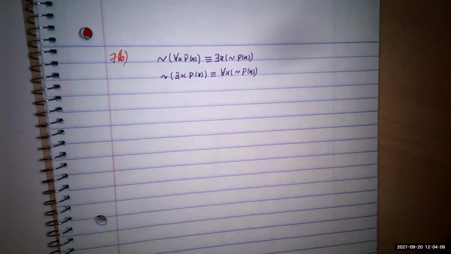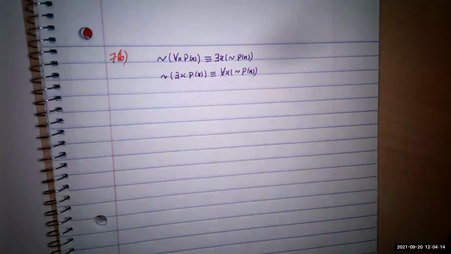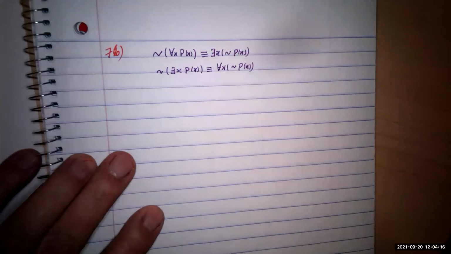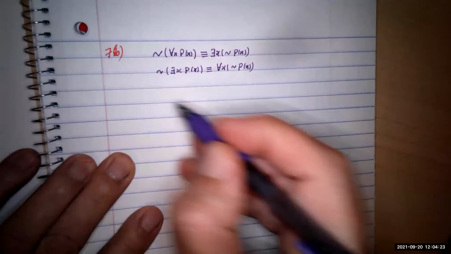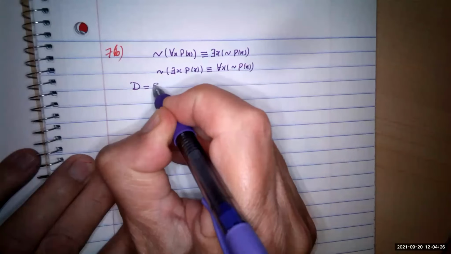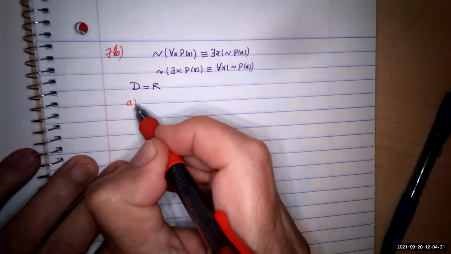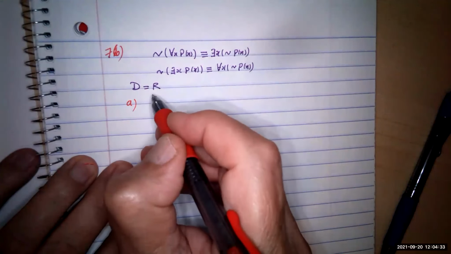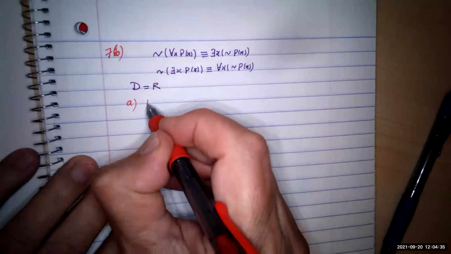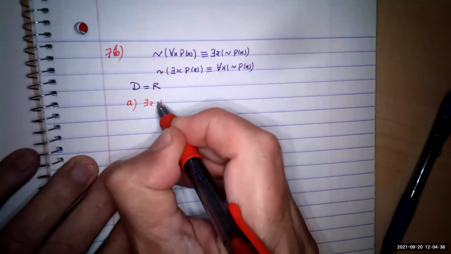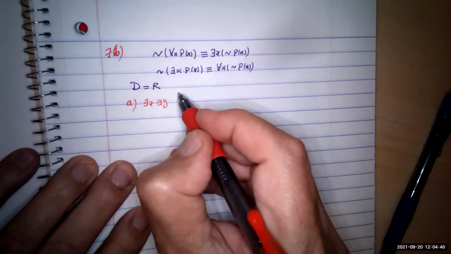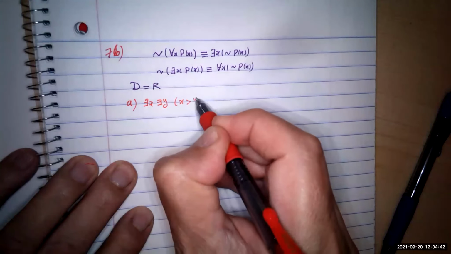So that's all you need. You change the quantifier, and of course you have to consider the negation of the given proposition. The domain of the argument is the set of real numbers in this case. Just identify the domain, which is R, and we go one by one. The first one is: there is an x and for all y, such that x is greater than y.